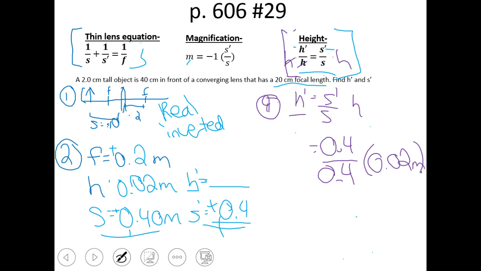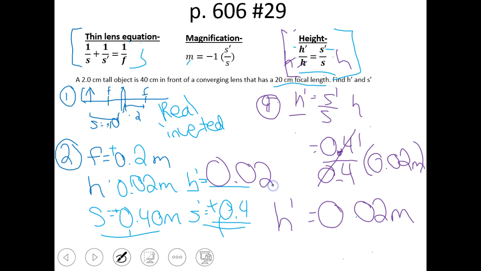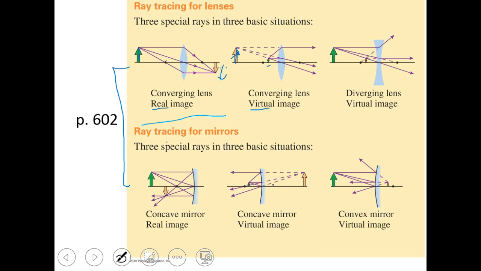I know that something divided by itself is just equal to 1, and 1 times anything is just itself. And so what I find is not only the distance the same, the height of the image is the same as well. Right? And, yep, there we go. I know it is going to be an inverted image, either because I know how to ray trace or because I was using this table. All right?